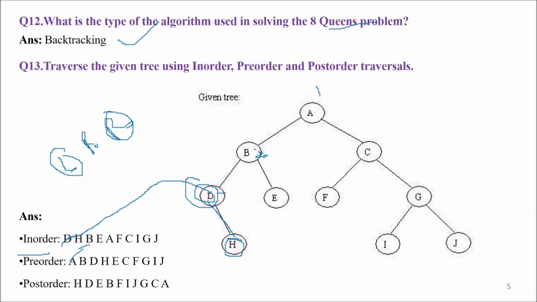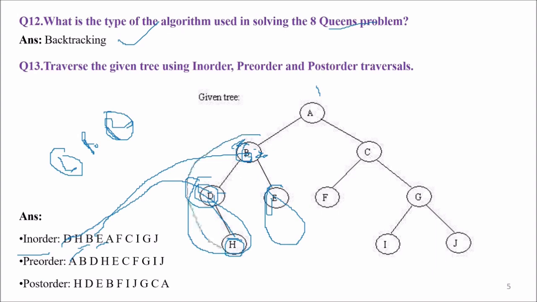Now we again come back, because in this in order we have covered the left one. Now we have to take the root and then the right subtree. Now we have taken the root, that is B. Does it have any right subtree? Yes, it has E. So we take E. Now the left subtree of this root is over. Now we can take this A. So we have taken A.